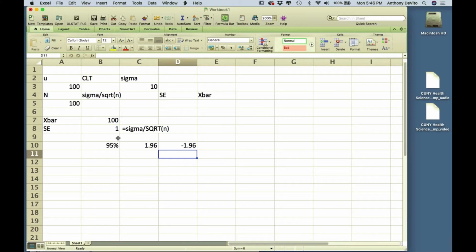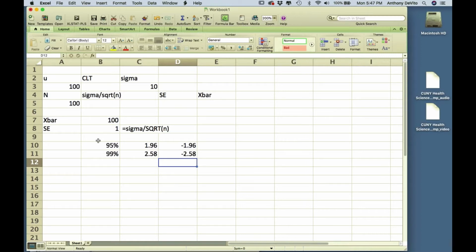Okay, so we would expect 95% of the time we get a result that's within that range of the mean, and 99% of the time we would expect that would be between 2.58 and minus 2.58 standard deviations, or in the case of a sample distribution, standard errors of the mean. Okay, so let's take a look at that.